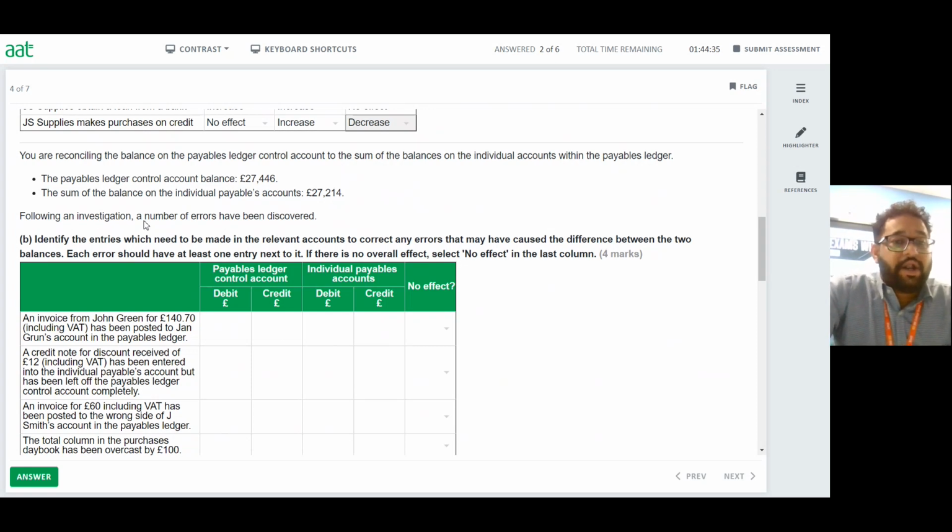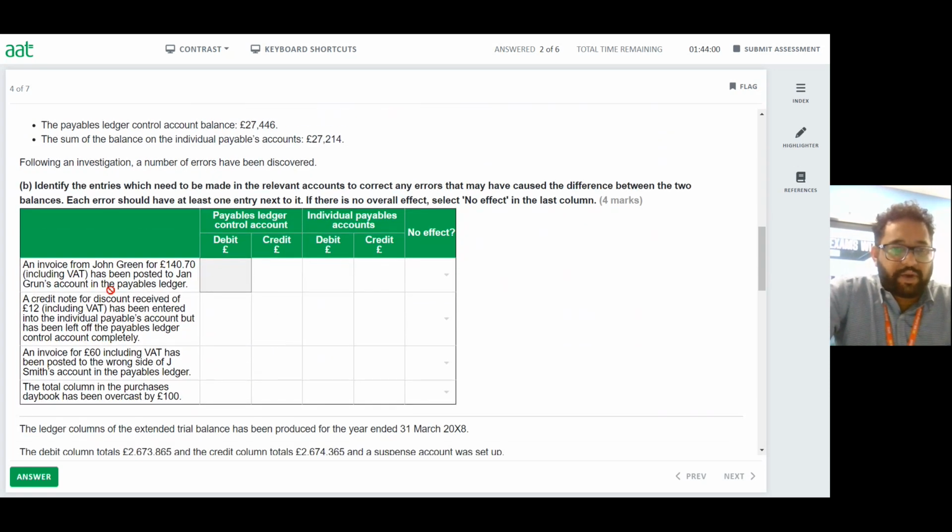Following the investigation, a number of errors have been discovered. Now we have to say whether we have to make these amendments, whether I'm going to put the amount here, and also you have to say which may have caused the difference between the two balances. Each error should have at least one entry next to it. If there is no overall effect, select no effect in the final column. So you have to say no effect there. Here we have to say the debit or credit amount for any of the errors I'm going to correct.